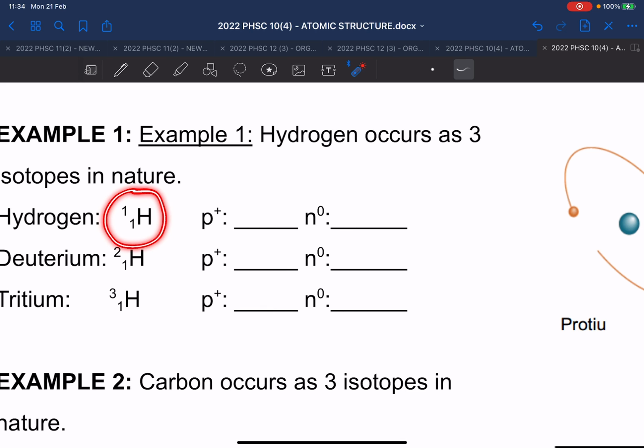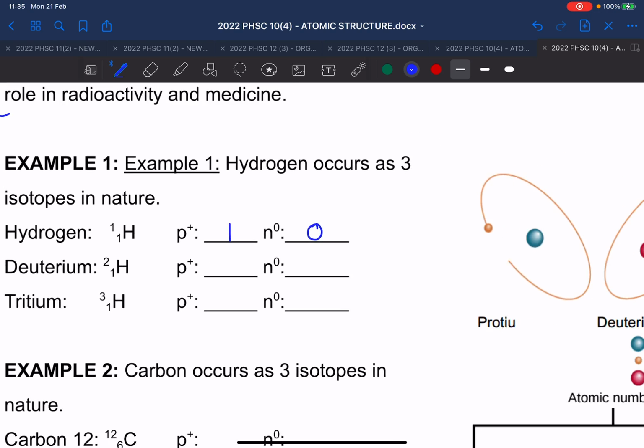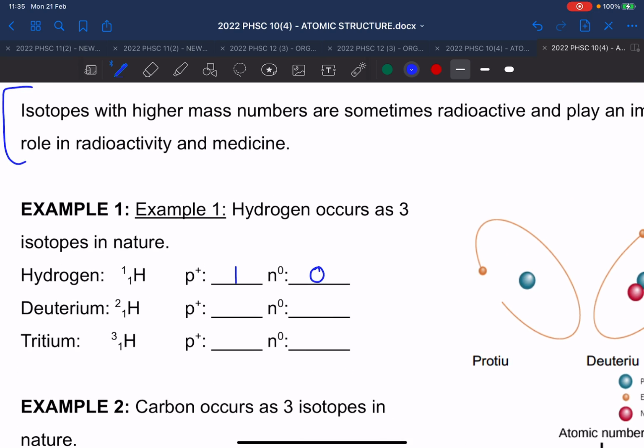For the first one, how many protons does it have? 1. And how many neutrons? Think. How do we calculate the number of neutrons again? It's the mass. Look here. The mass minus the protons. 0. So it has no neutrons. And that makes hydrogen very special. And we're going to work with that a lot in grade 11.